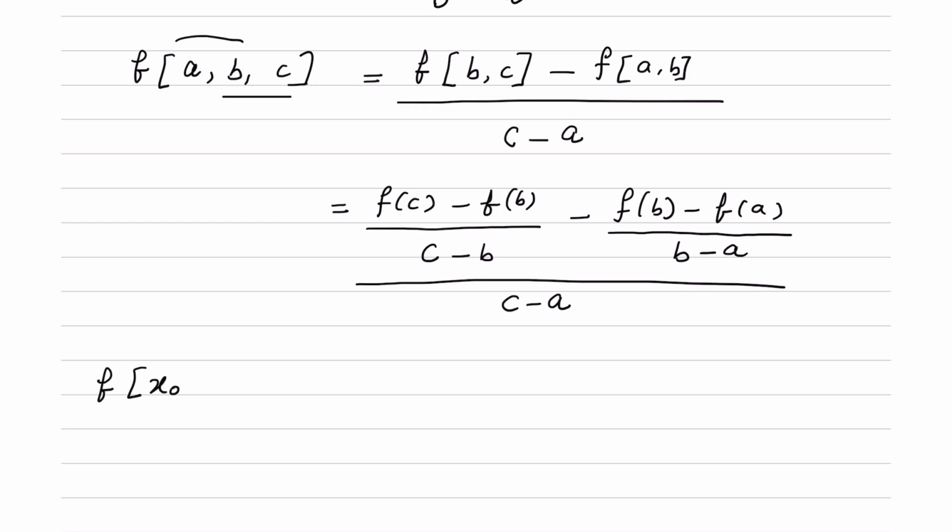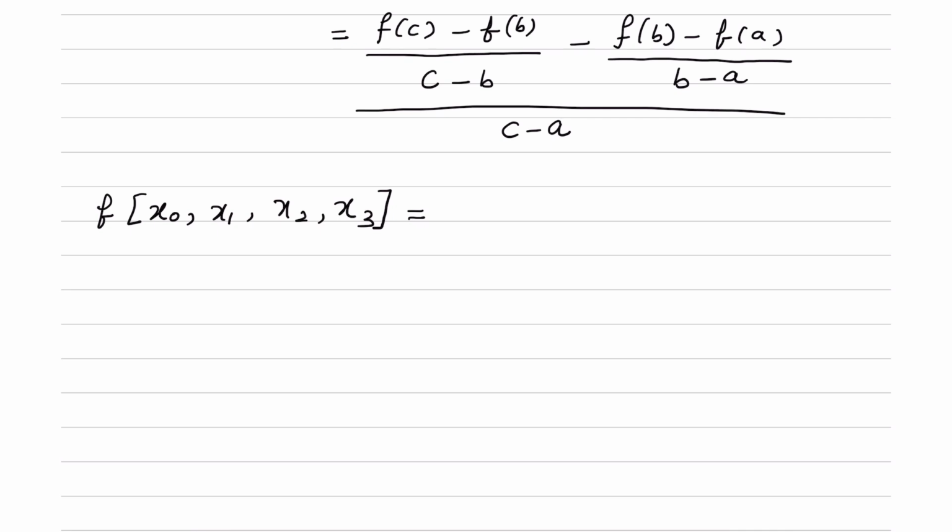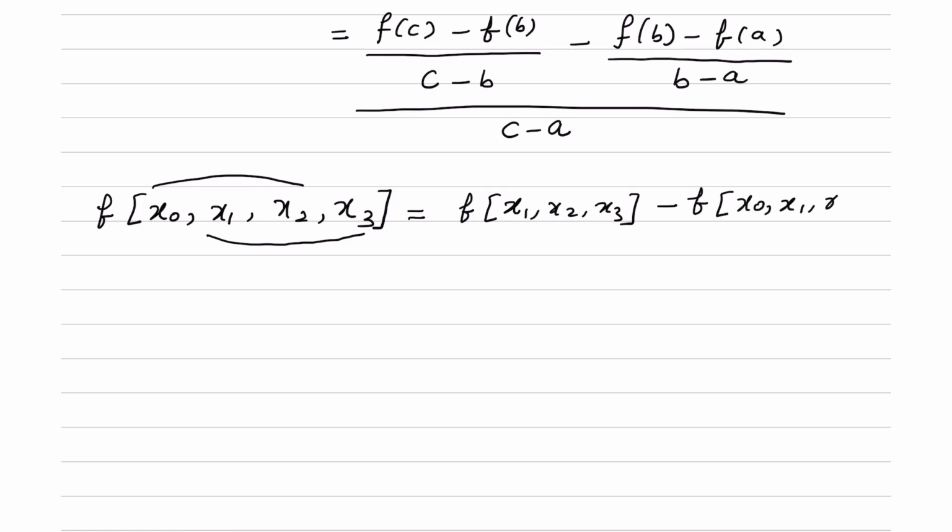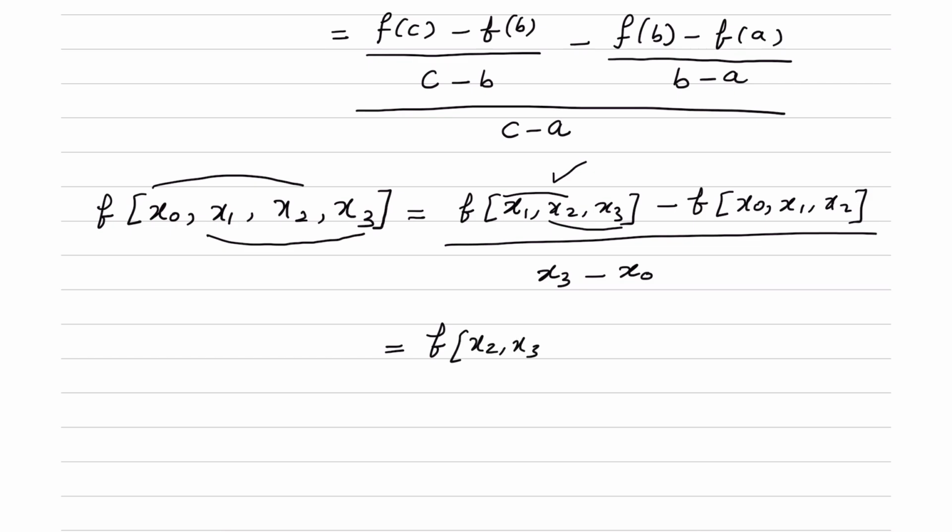Let's write f[x0, x1, x2, x3]. So inside the square bracket you have 4 values. You will break them as last 3, first 3. So f on last 3 is f[x1, x2, x3]. Keep the same order. Minus f on the first 3, which is f[x0, x1, x2]. Whole divided by the last x, which is x3, minus the first x, which is x0. We can further expand this f[x1, x2, x3] as now we have 3 x values inside. We will break them as last 2, first 2. Last 2 are f[x2, x3]. First 2 are f[x1, x2], divided by last x minus first x, which is x3 minus x1.